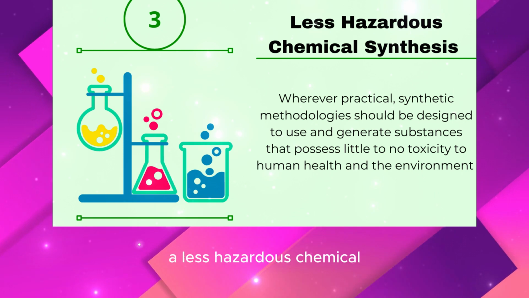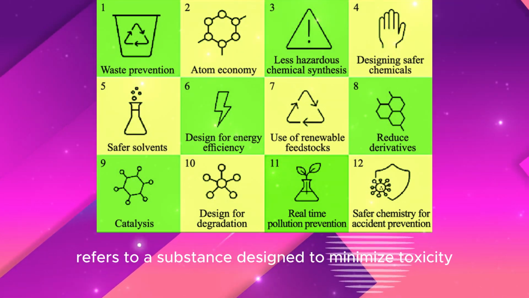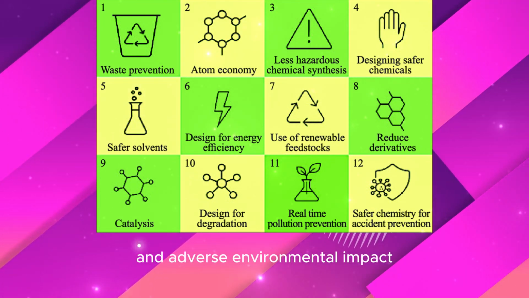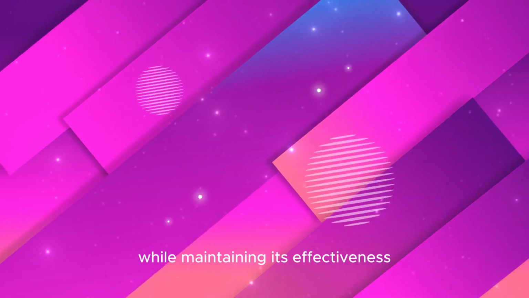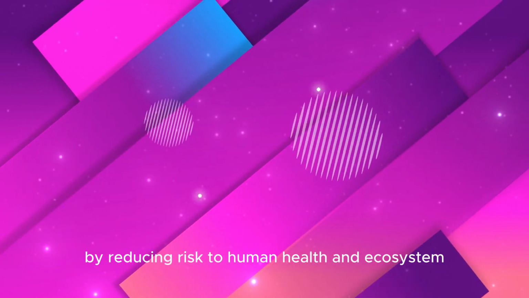A less hazardous chemical refers to a substance designed to minimize toxicity and adverse environmental impact while maintaining its effectiveness. This chemical follows the principle of green chemistry by reducing risk to human health and ecosystems.